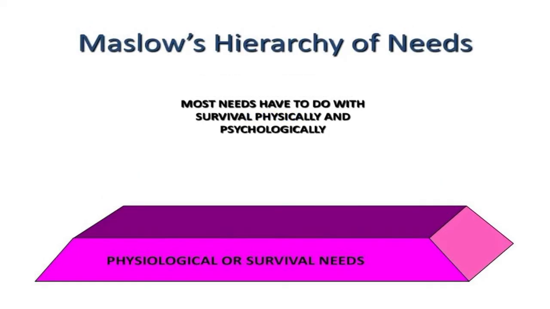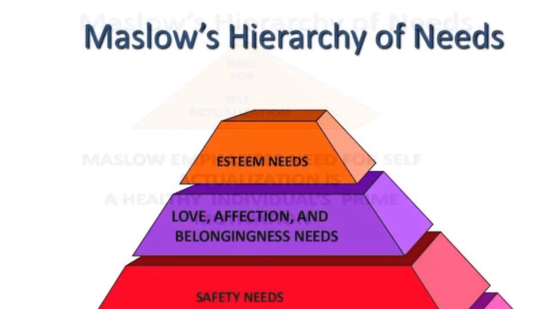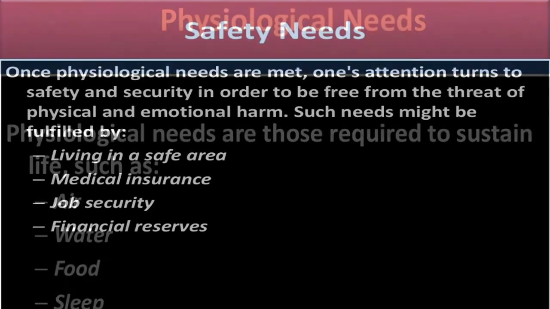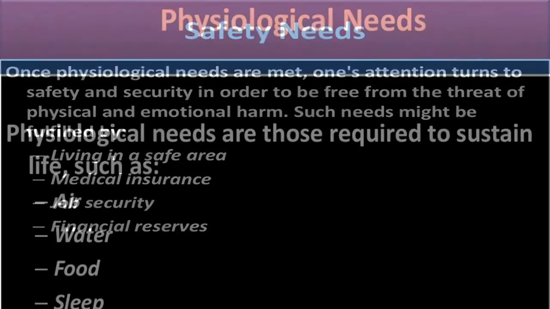First one is physiological or survival needs. Air, water, food are the examples of physiological or survival needs. That is the first basic need. Then coming to the safety needs. Safety needs are given in the table. Look at that: living in a safe area, medical insurance, job security, and financial reserves. That is the second need.